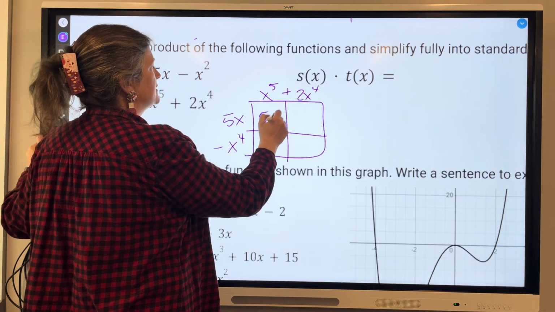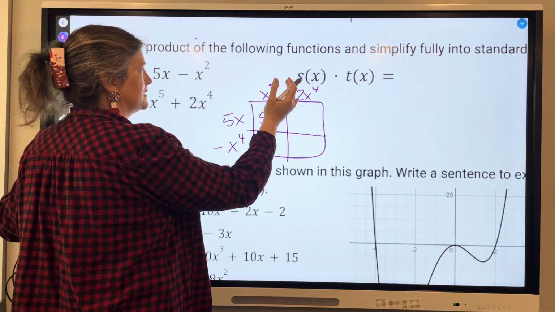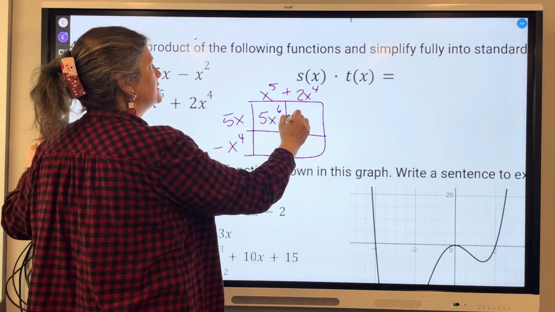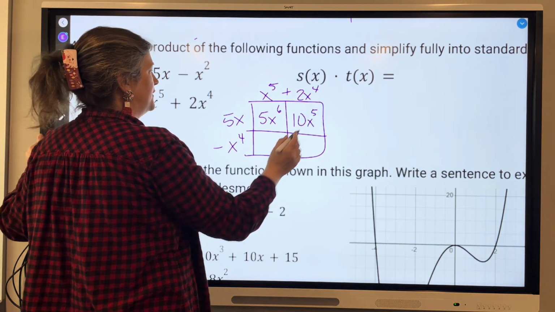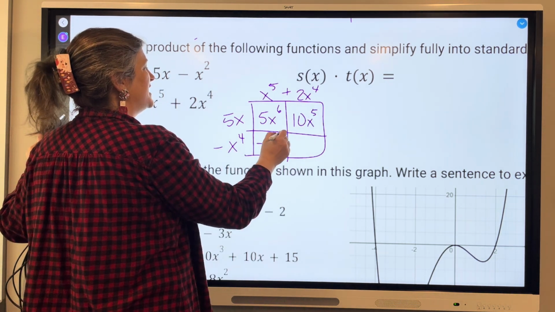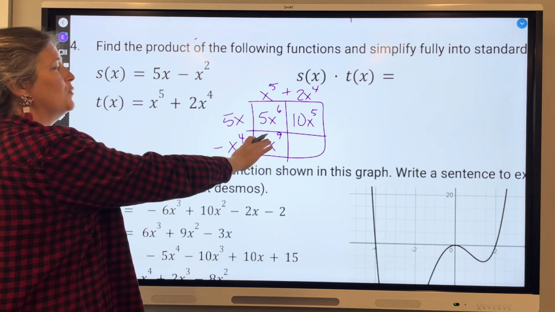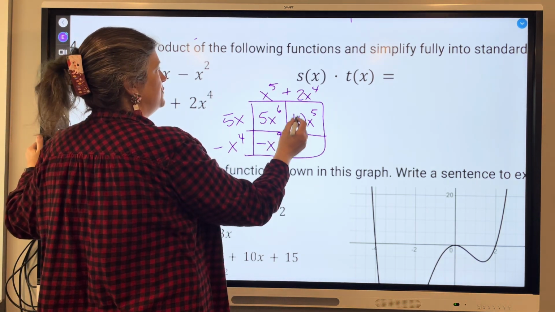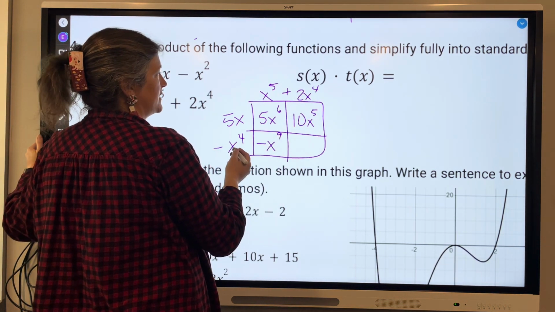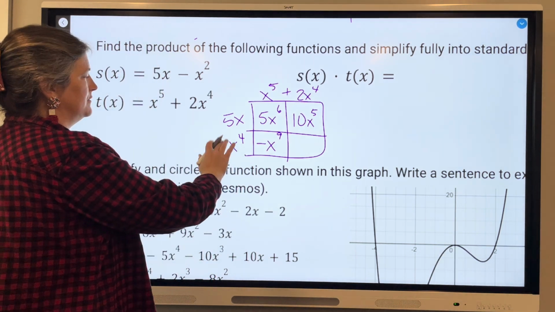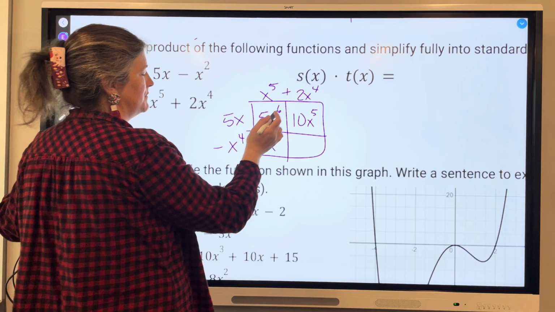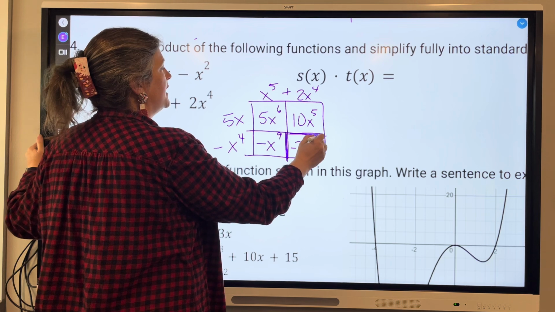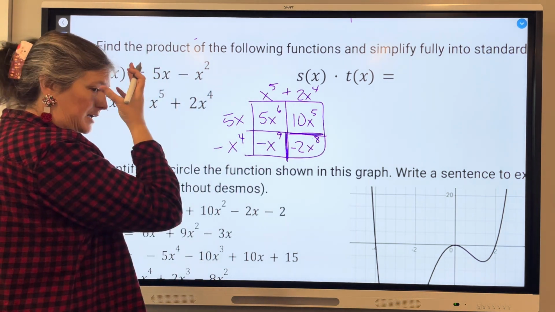This will be 5x to the 6th, because this is x times x times x times x times x, and then times another x. So 6 total x's, and a factor of 5. This one will be 10x to the 5th. This one will be negative x to the 9th, right? 5 x's times 4 more x's, and then a factor of negative 1. And then 2x to the 4th minus x to the 4th. Oh, but I'm multiplying. No, it's times negative x to the 4th. Don't think about it as minus, sorry. 2x to the 4th times negative x to the 4th is negative 2x to the 8th. Multiplication, keep that in mind.